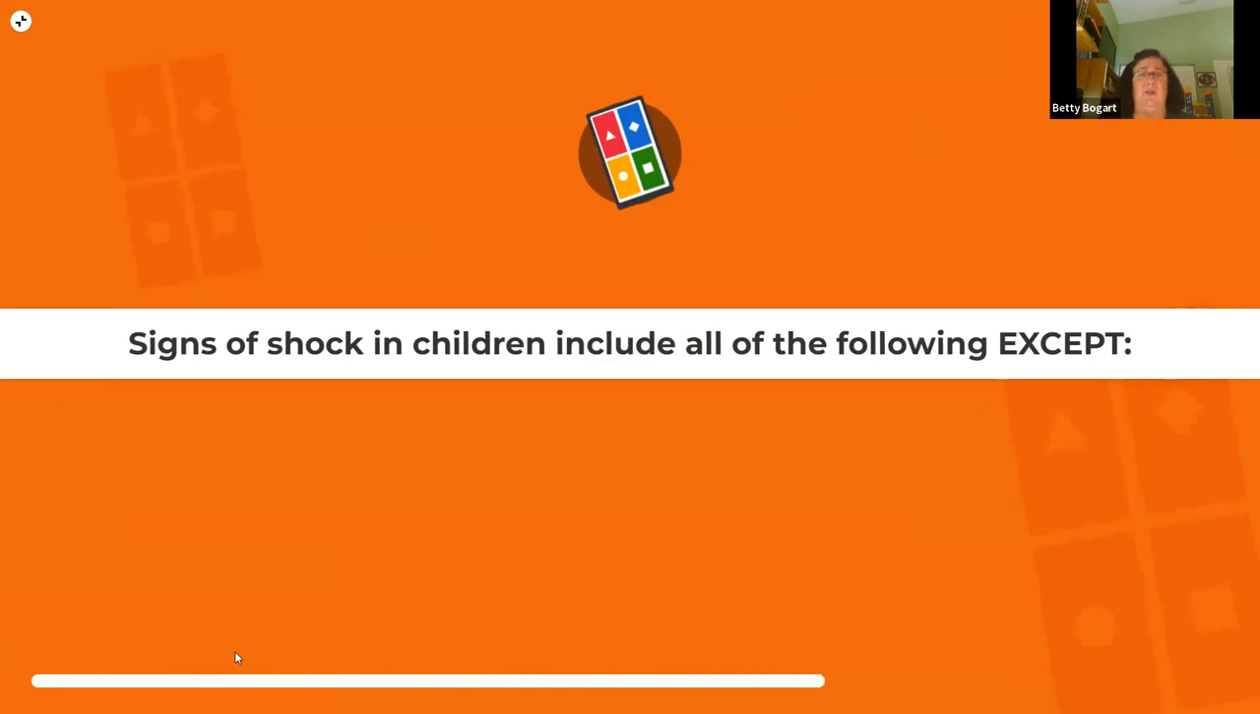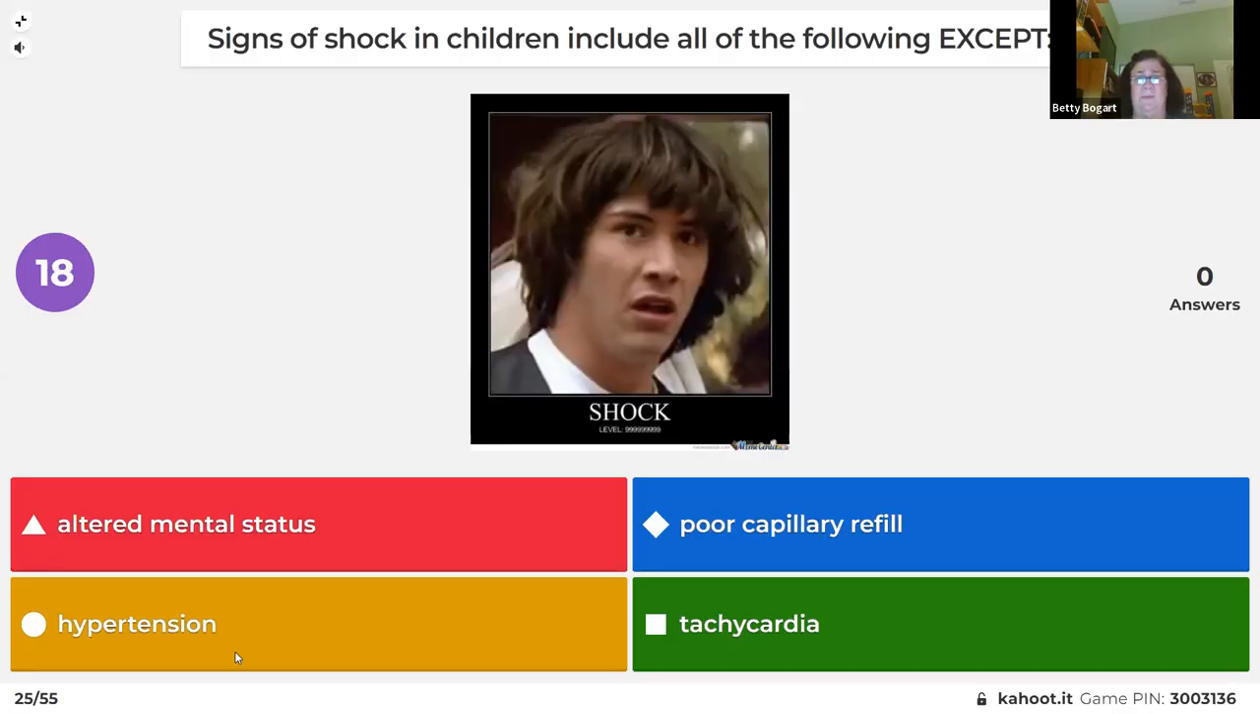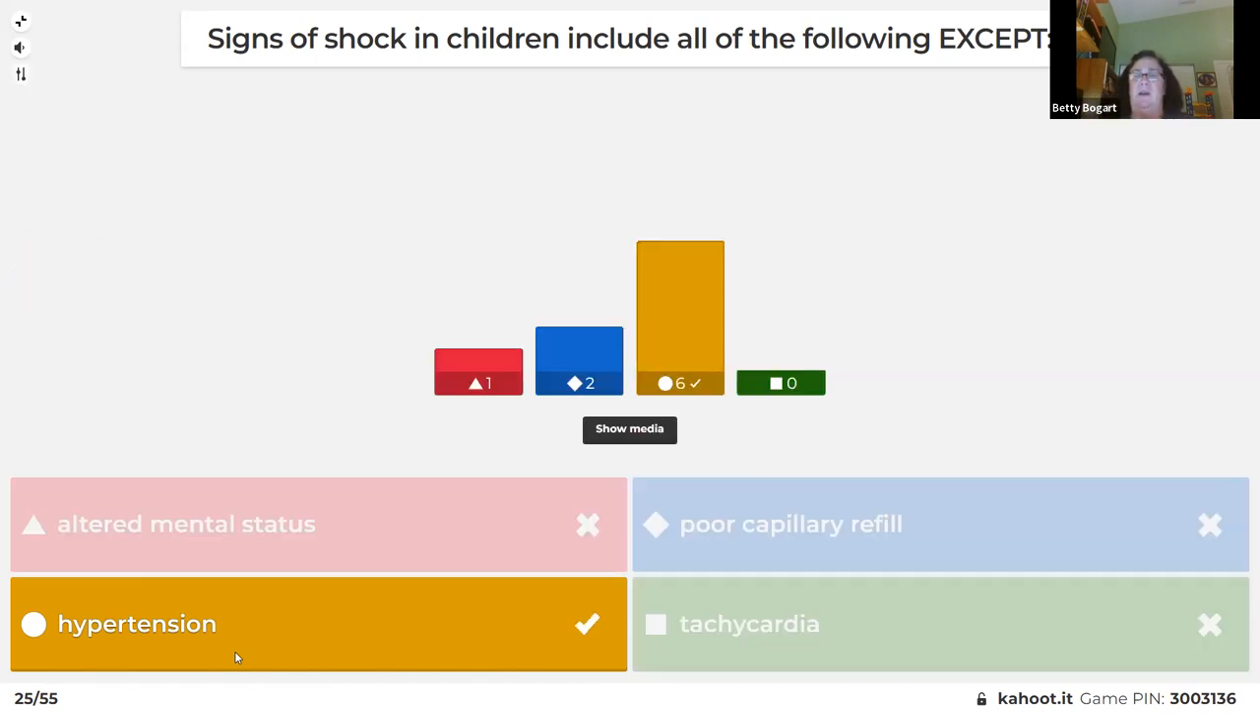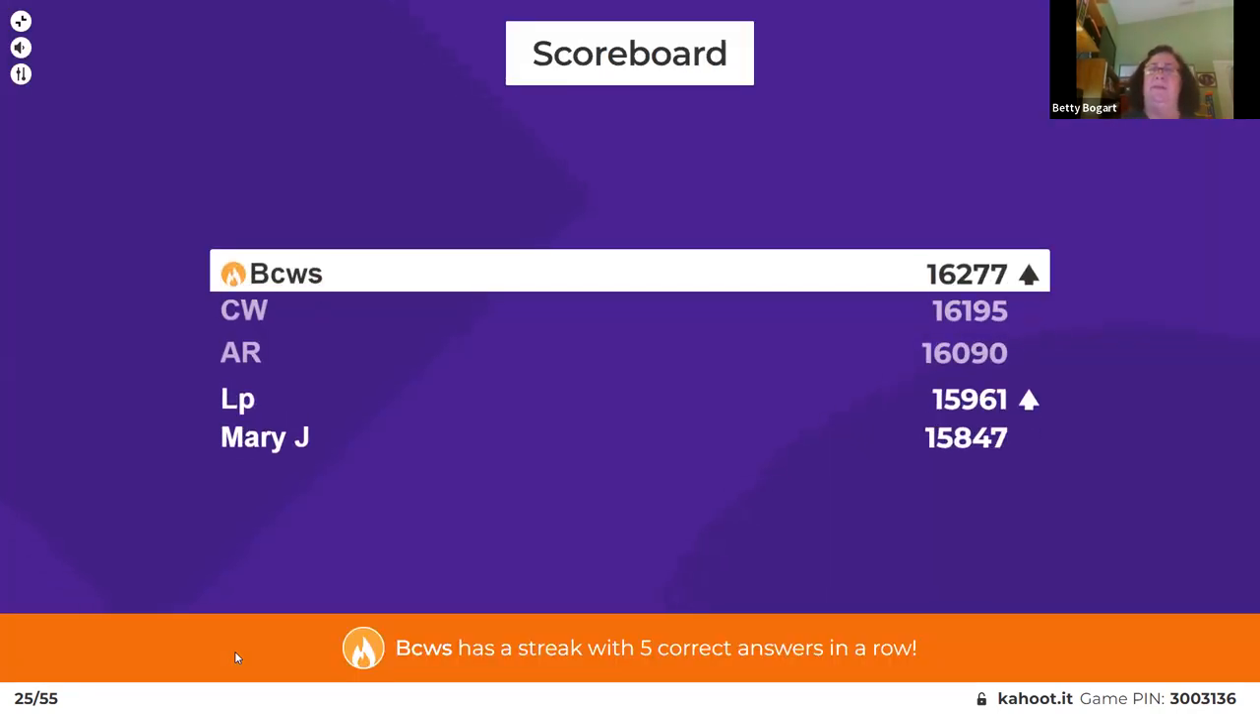Signs of shock in children include all of the following except. What do you see in shock? Elevated heart rate, decreased blood pressure, poor capillary refill, decreased urinary output, altered mental status, hypertension? No. You see the opposite.